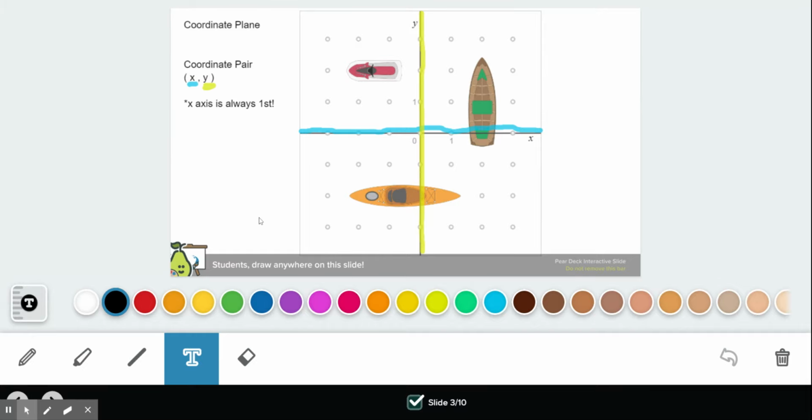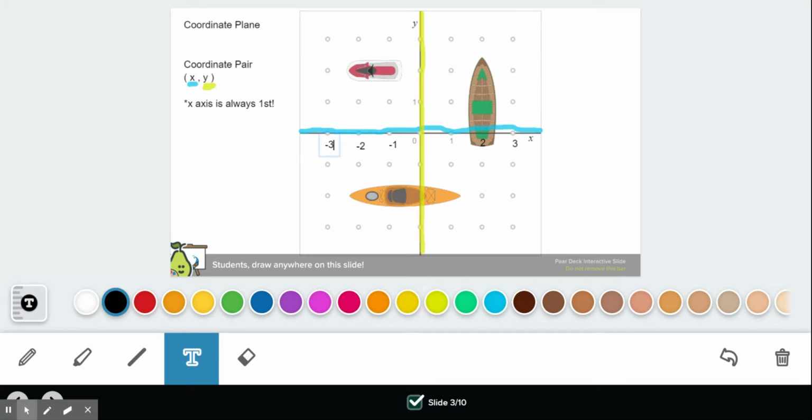Then we've got 1 labeled on our x-axis, which means this would be 2. This point would be 3. Over here on our x-axis, we'd have a -1. This would be a -2. This would be a -3.